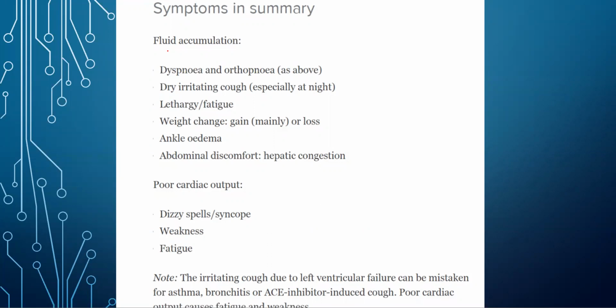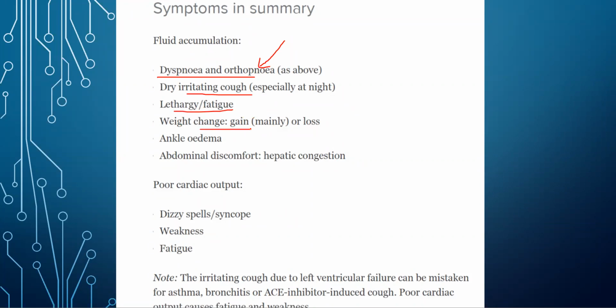Someone having heart failure, they will accumulate fluid in the body. So all of the features will be related to fluid accumulation. So patient can develop dyspnea and orthopnea. Orthopnea means that when patient lies down, they feel more short of breath, which is very common presentation for heart failure patient. Patient can have a dry, irritating cough, fatigue, and lethargy.